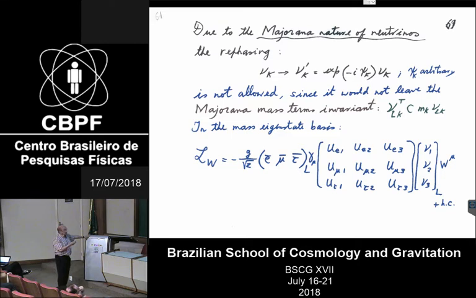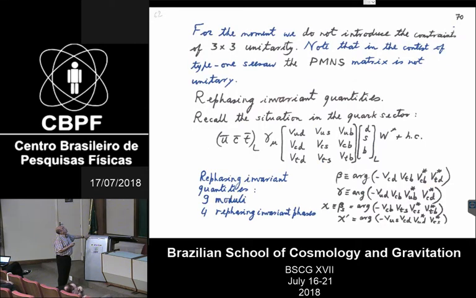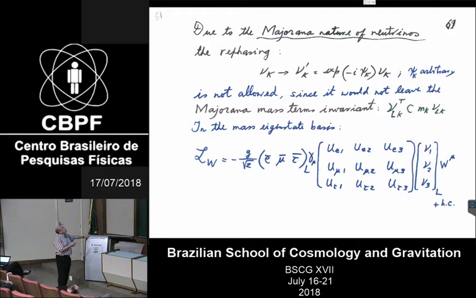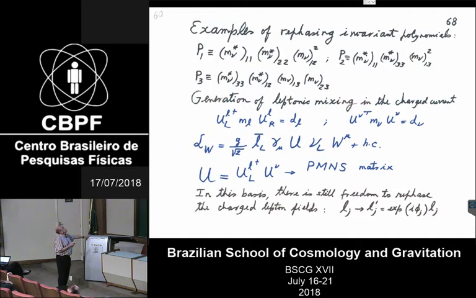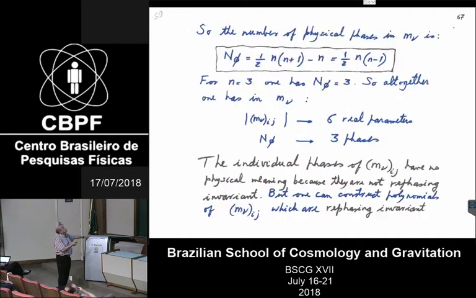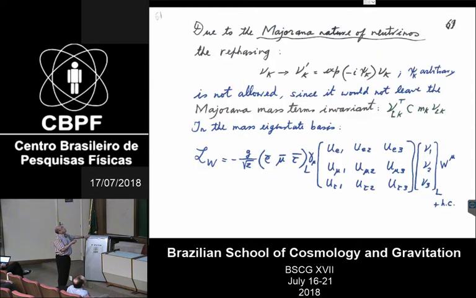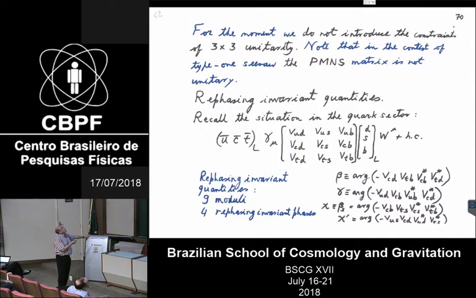You get something like that. For the moment, we do not introduce constraints of 3x3 unitarity.